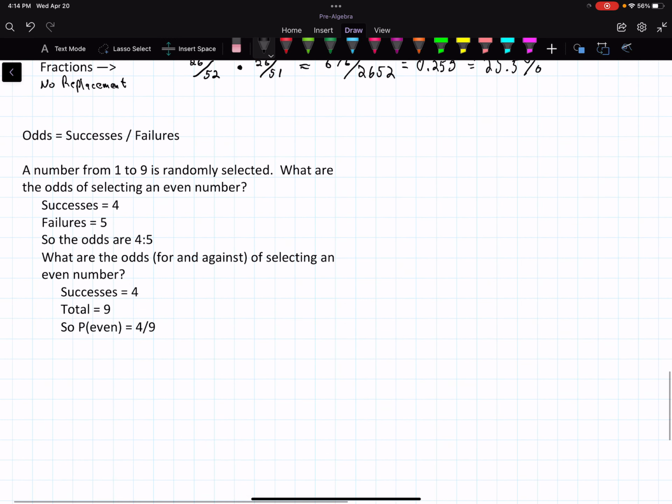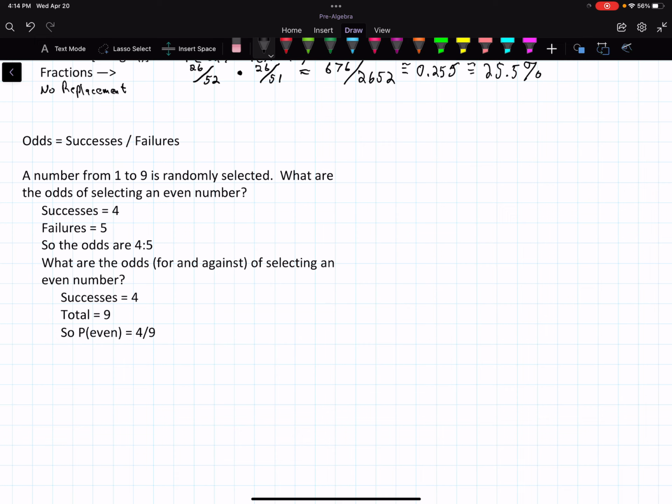Okay, and finally, the last lesson we had in the class was, what's the difference between probability and odds? Remember, probability is equal to successes over total, whereas odds is successes divided by failures.